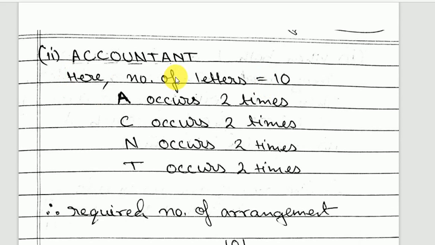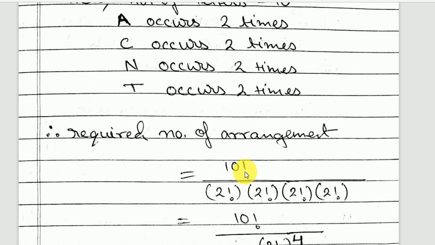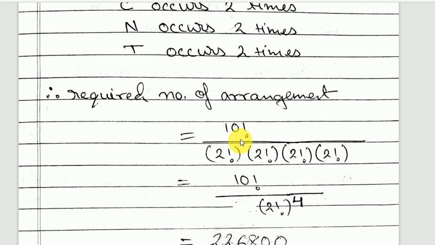Question 2, ACCOUNTANT. Here you can see the total number of letters is 10. So 1, 2, 3, 4, 5, and so on, it's 10. Here you can see A occurs 2 times, C occurs 2 times, N occurs 2 times, T occurs 2 times. So all possible arrangements of the letters of the word ACCOUNTANT is equal to factorial 10, whatever is the total number over here.